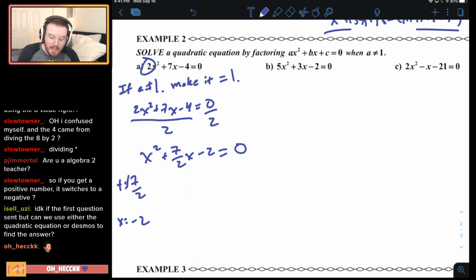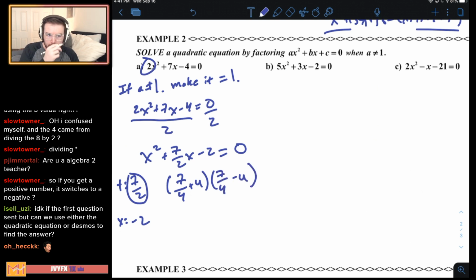So we take half of 7 halves. We take half of 7/2. That's 7/4. Squared, and the product equals -2.